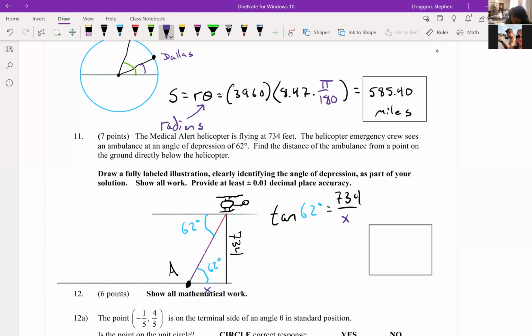Solving this for x means that I need 734 divided by the tangent of 62 degrees. And we'll take that to a calculator. 734 over tangent, 62 degrees. 390.27. And this time we're measured in feet.